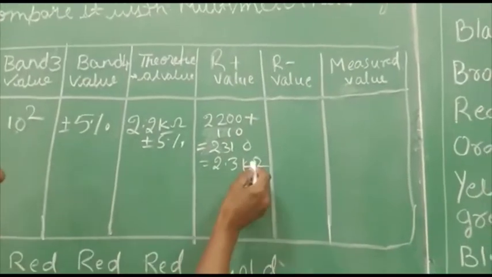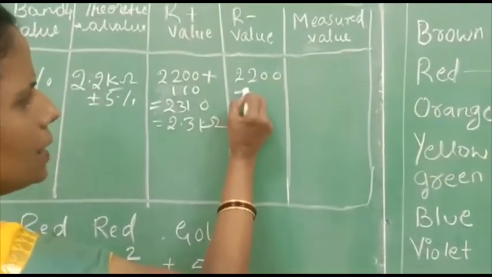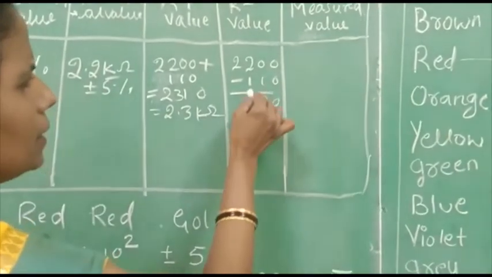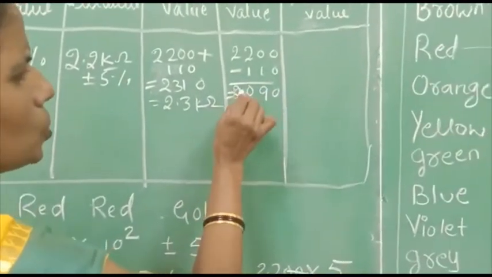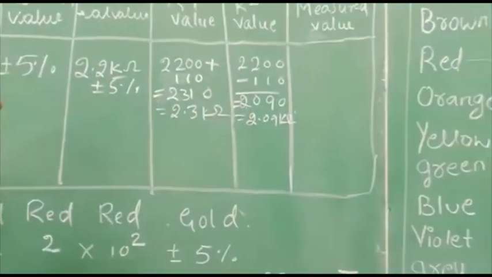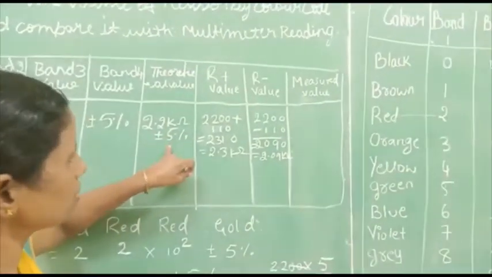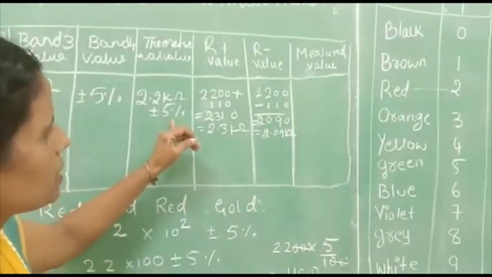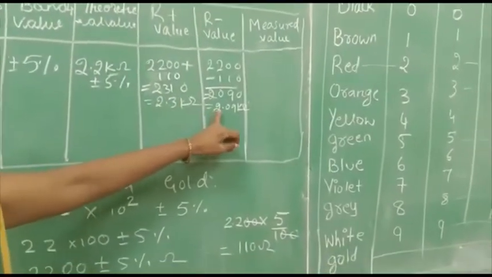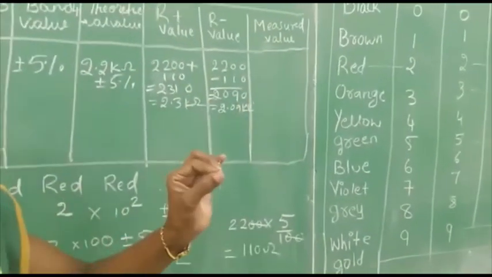So what's the R minus value? The true value is 2200 minus 110, so it is 2090 or 2.09 kilo ohm. So in this way, we actually will get 2.2 kilo ohm plus or minus 5%. After calculating it for 5%, I got the plus value as 2.3 kilo ohm, and the minus value as 2.09 kilo ohm. So now we will measure this value using the multimeter.